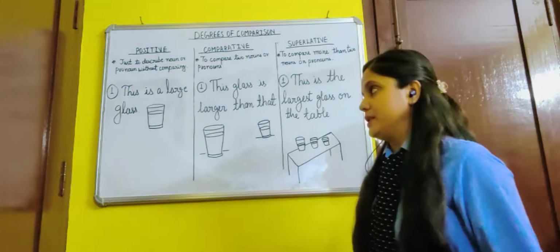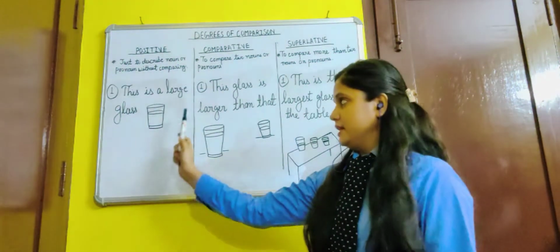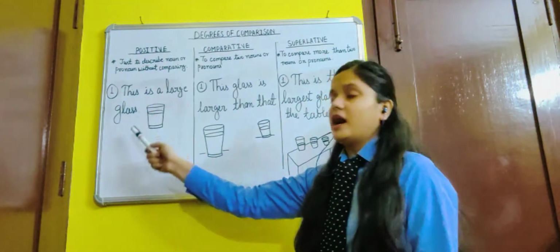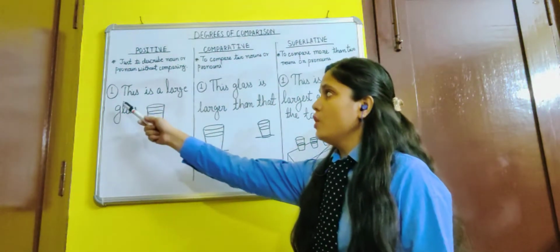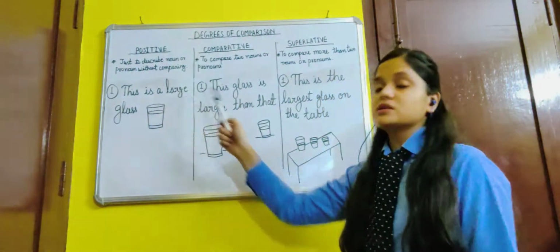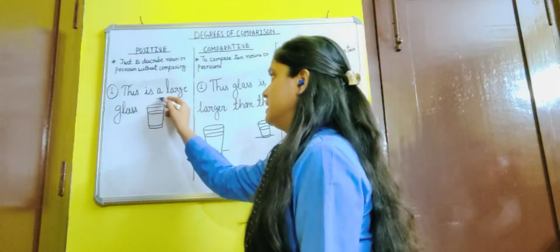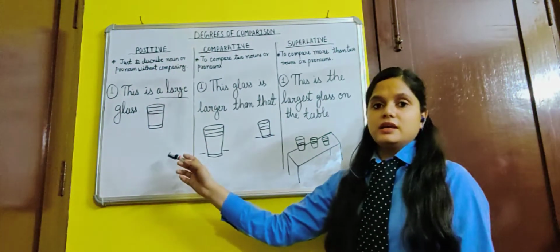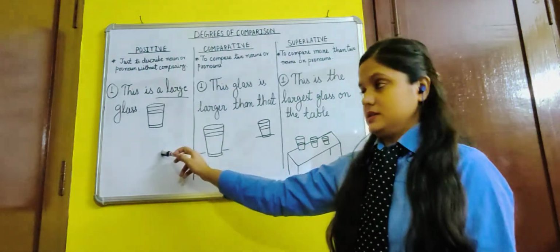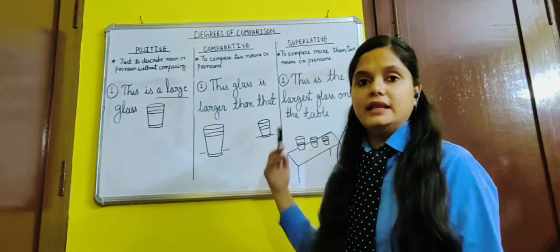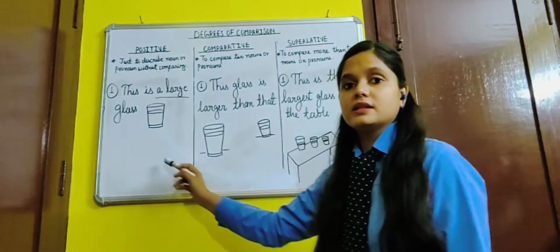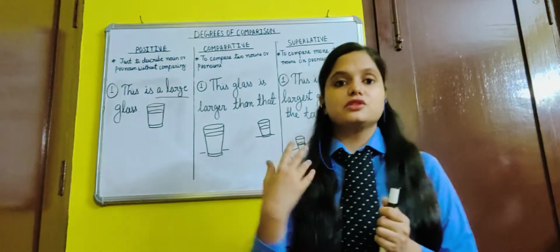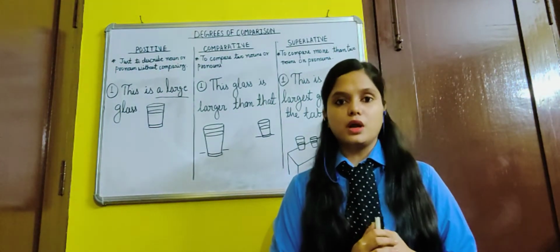As you can see in the example, look at this glass. Okay, this is a glass. So what is the quality of this? That this is a large glass. It is large in size. So here we use the positive degree, large. We are just describing its quality, without any comparison. We are not comparing this with anything. We are just simply describing the quality of this glass. So this is the use of positive degree. It is just used to describe a noun or a pronoun.